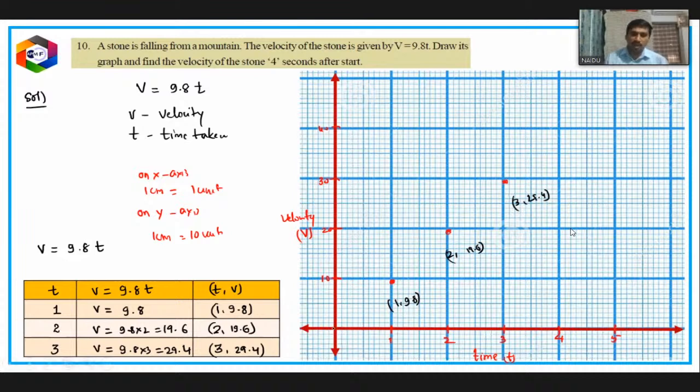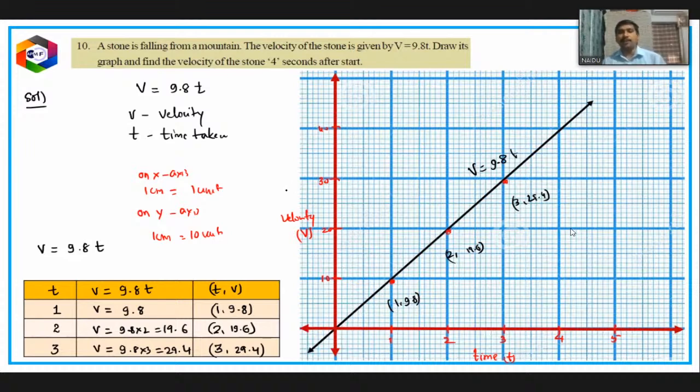Now let us join these 3 points using the scale. Observe, children, that I'm going to draw the straight line which passes through these 3 points. So the equation v is equal to 9.8 into t will be the required equation of this graph. This is the linear equation which represents the velocity and time graph. So this is the way.